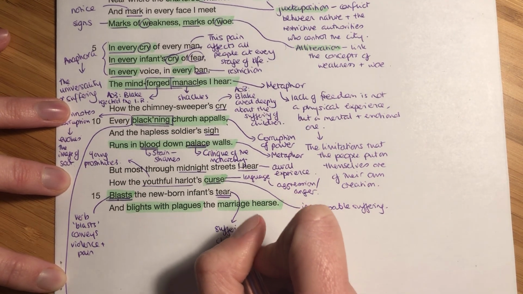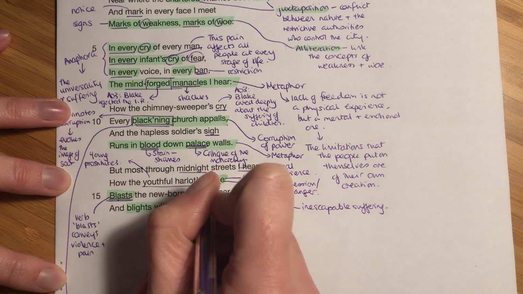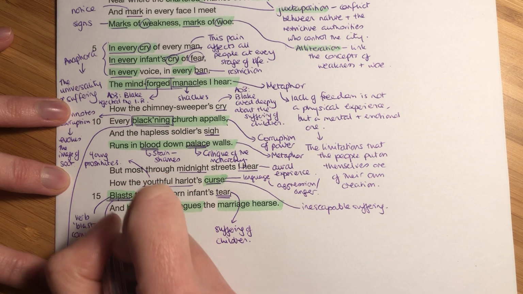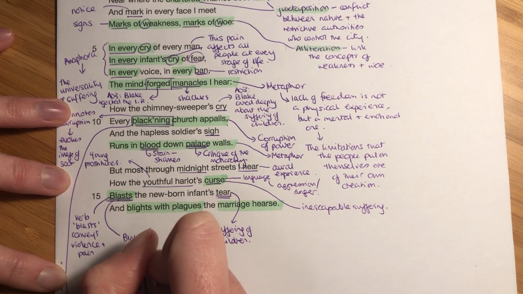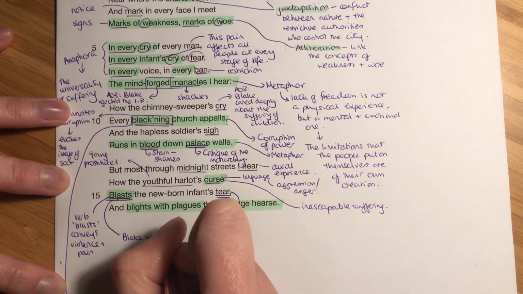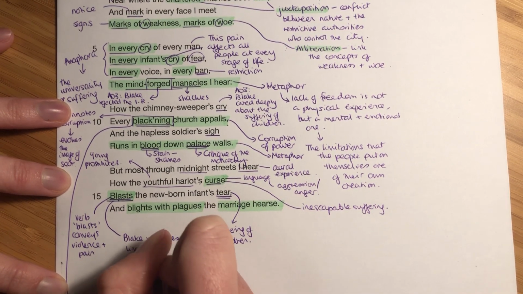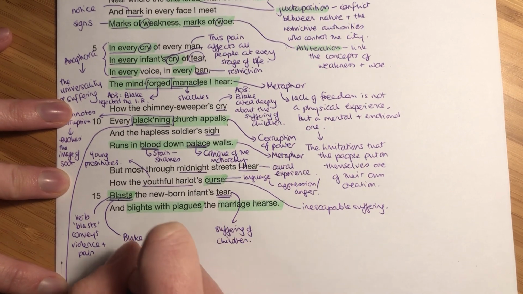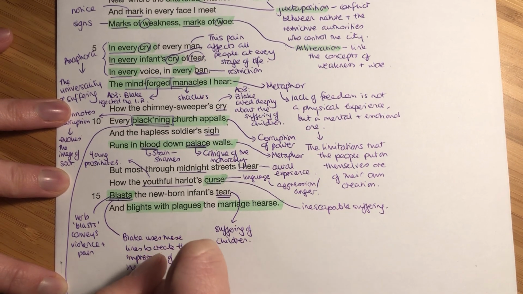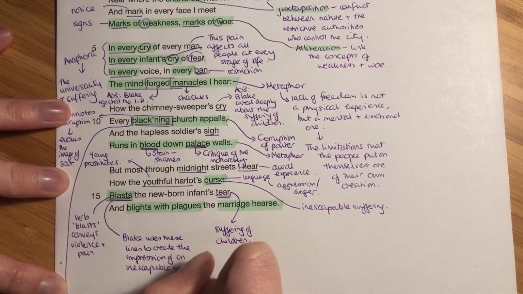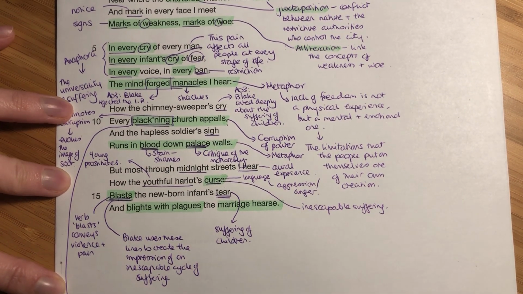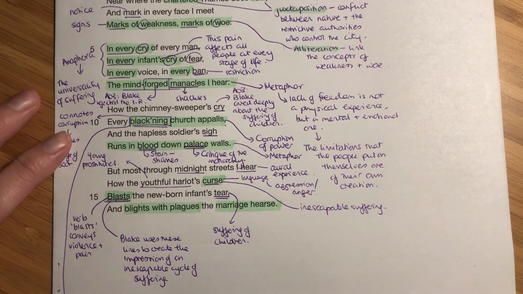The newborn infant's tear reflects the suffering of the young, the suffering of children. And when we look at this line, taken together with the previous line, the youthful harlot's curse blasts the newborn infant's tear, Blake uses these lines to create the impression that this is an inescapable cycle of suffering. And it is perhaps this sense that this is an inescapable and continuing pattern that distresses Blake the most.